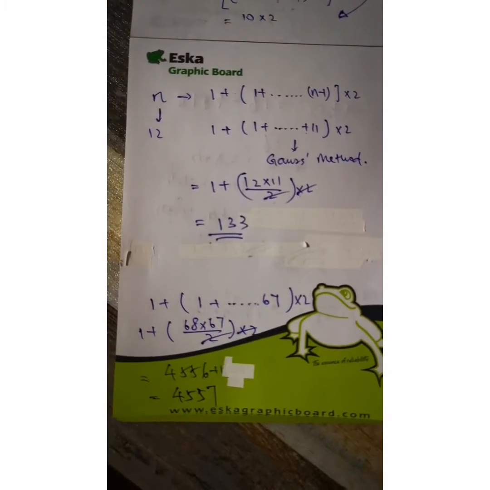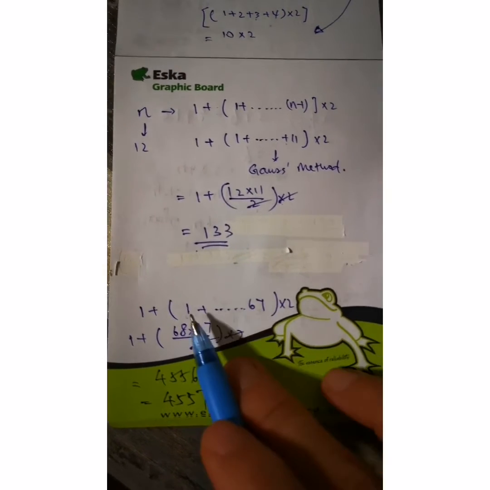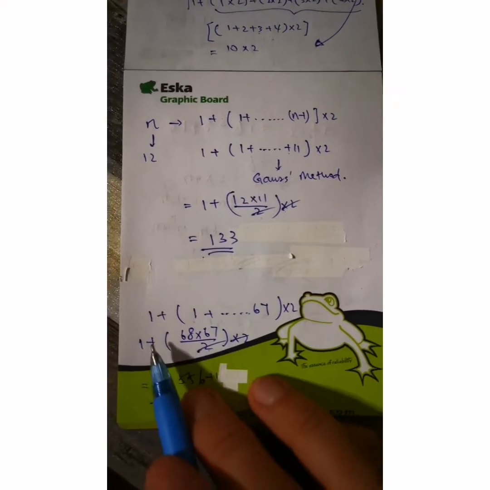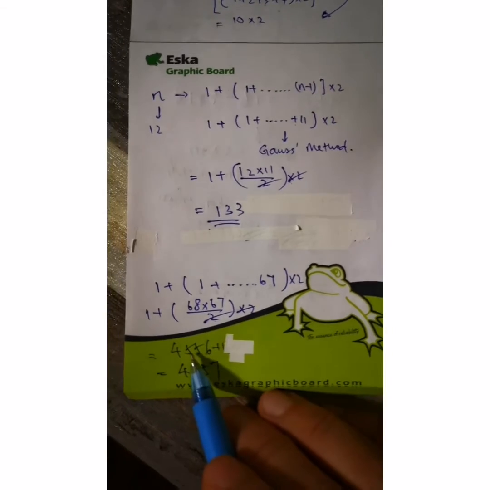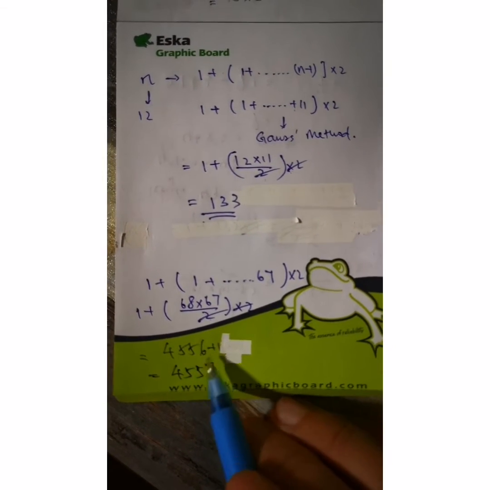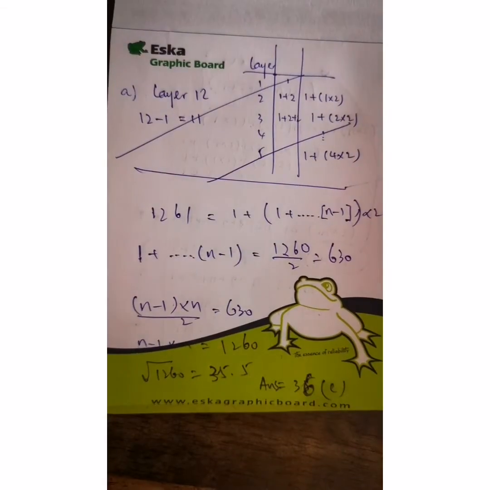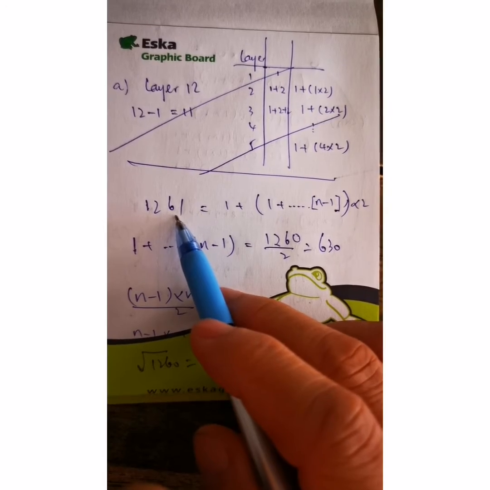Part B will be similar. Since I want layer number 68, the inside one I plus all the way to 67. So 1 plus 68 times 67 divided by 2 times 2. So 4,556 plus 1 will be 4,557.